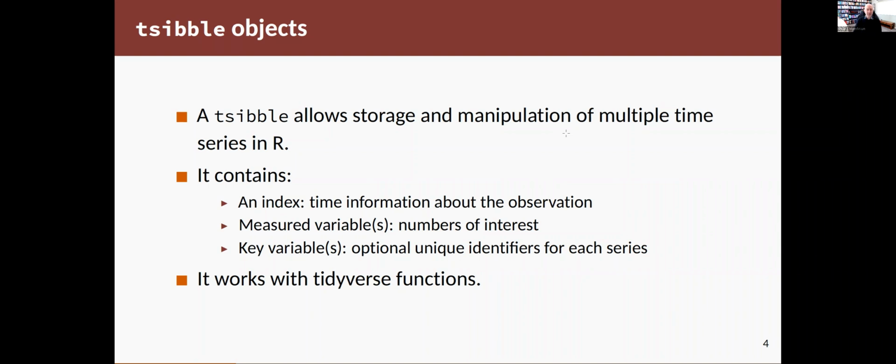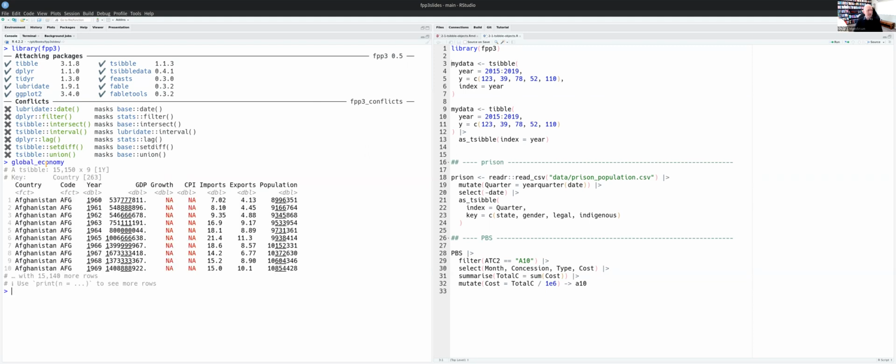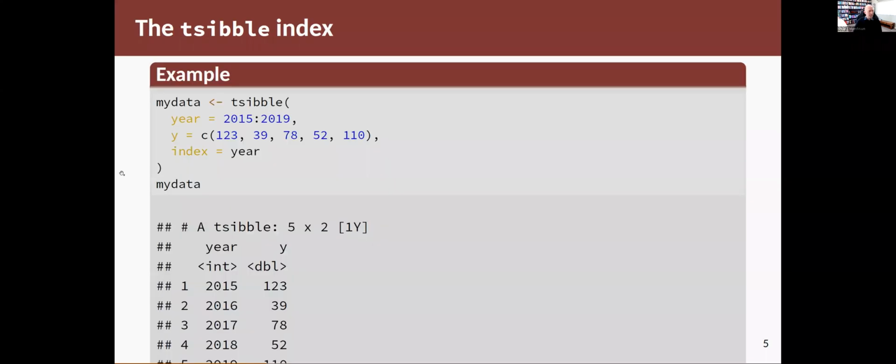Okay, how do you make these? Most of the time we're going to use them straight out of the package, and they will be there ready for you to use. So for example, if I'm in R and I just type global economy, there's my tsibble ready to go. By loading the FPP3 package, I now have access to that data set and many other data sets. But if I want to create my own, I need to use some extra functions.